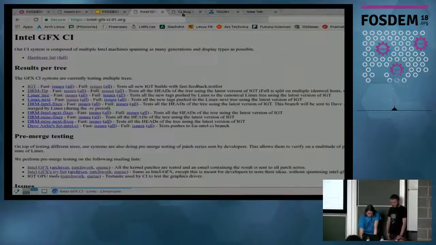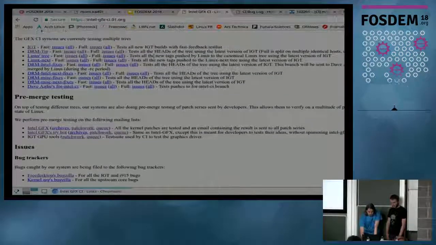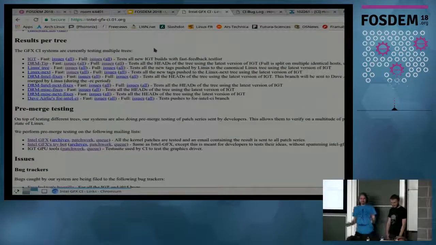So that was the first 2 links. Okay, a lot more to go. Next thing, post-merge. So that's all the trees that we test. IGT, DRM tip, Linux tree, and so on.